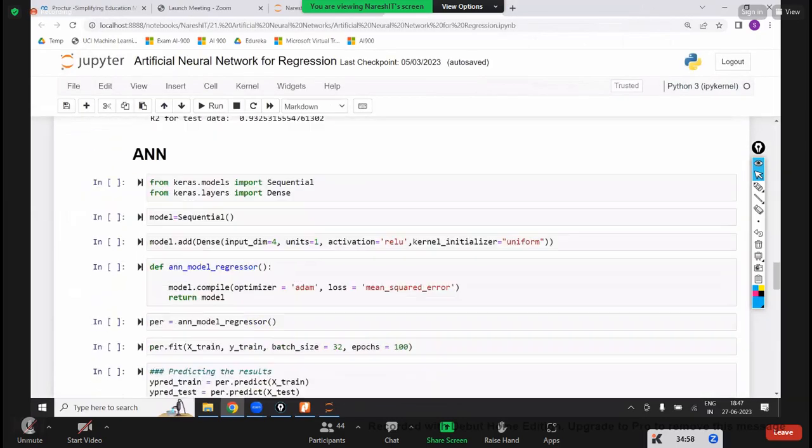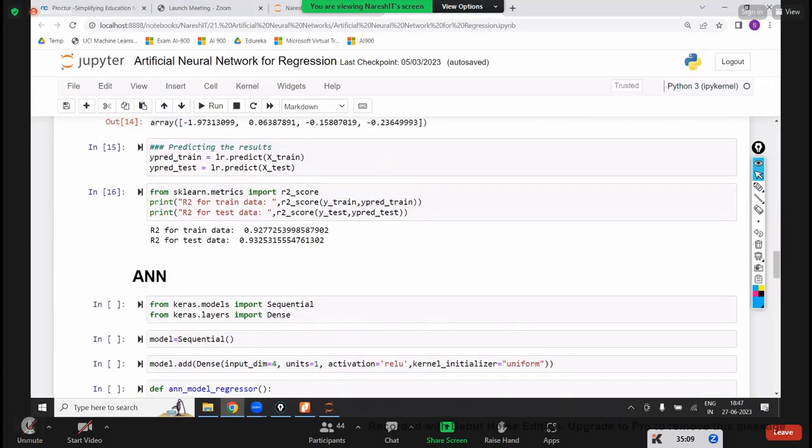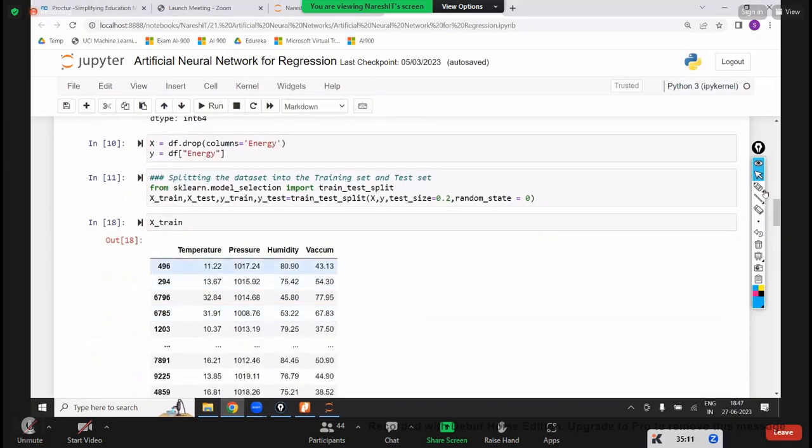So here, for example, I'm having a data like this. This is the data. Now, what will the input layer do? Whatever data you are having, what is the first record? This is the first record. I'm writing the first record here separately. That is 11.2, 11.22, 1017.24, 80.9, 43.13. These are the 4 values.